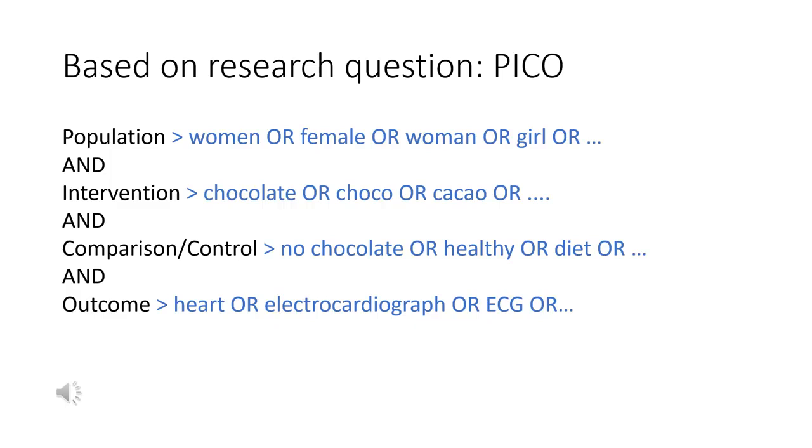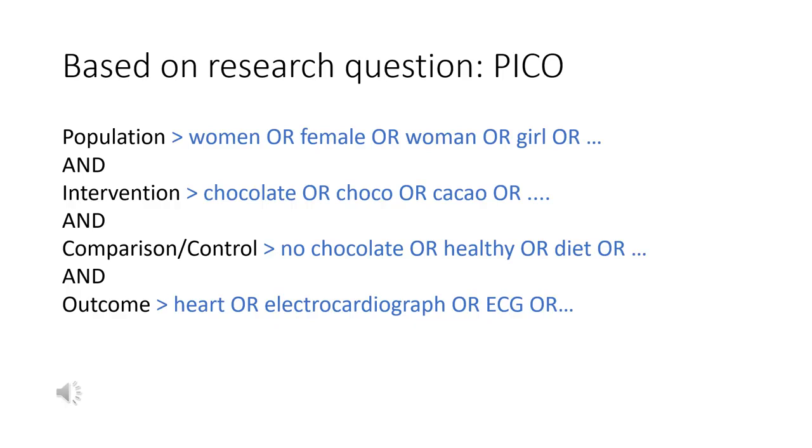Or is mostly used within your search block to sum up synonyms. Or comes in handy because, as you can imagine, women is not the only word used to denote a woman. You can also use female, girl, you have the singular form, and you don't want to miss a paper just because it says female instead of women. So we put all these synonyms after woman with or to make sure we don't miss a paper.